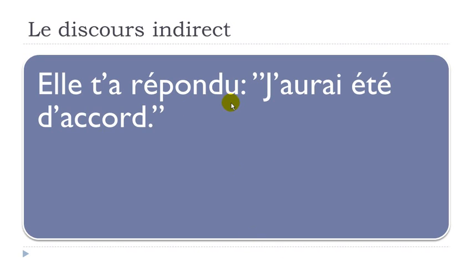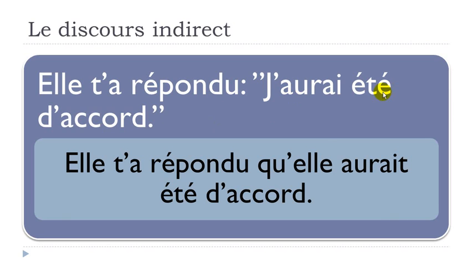Elle t'a répondu, j'aurais été d'accord. Okay, so here, what do we have? First, as usual, we've got this passé composé. J'aurais été d'accord. Here we've got this futur antérieur form. And it will become, elle t'a répondu qu'elle aurait été d'accord. So still the same thing. Keep in mind that it looks a little bit like this form, but still it is quite different because it's what we call conditionnel passé.